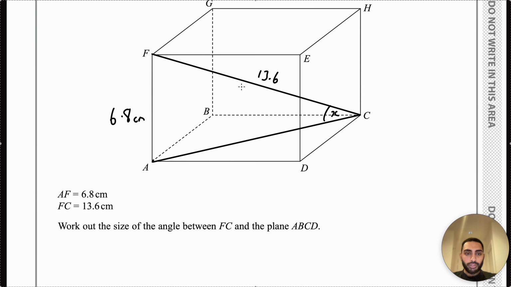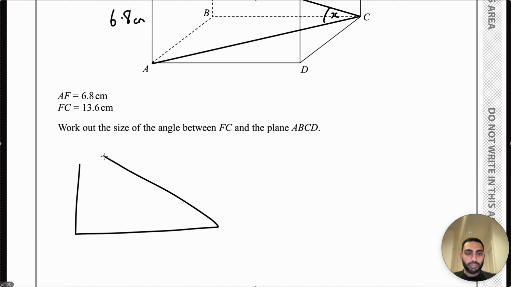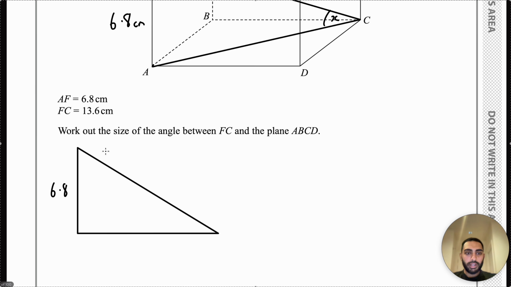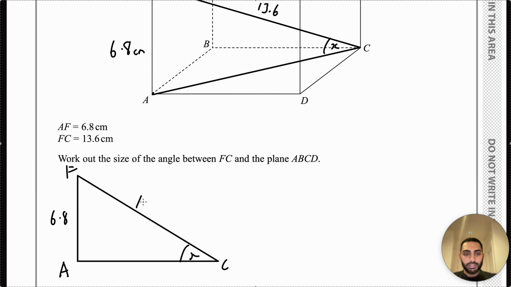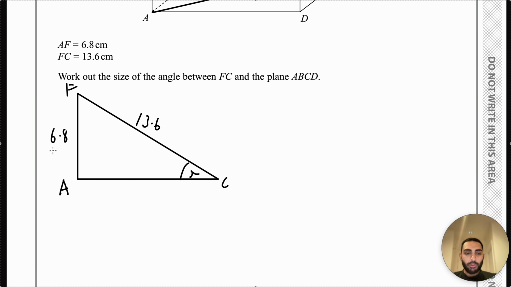How could I draw this in 2D so we can understand it a little bit better? I'll just draw a right angle triangle. Height is 6.8, that's AF. And F to C, where the angle is that we want, is 13.6. So we have two of our sides in a right angle triangle, and we're trying to find one of the angles. That means we're going to be using some trig. Let's first label our sides. The side opposite the right angle is going to be my hypotenuse, and the side opposite my angle is my opposite. I don't need to label this other side because it's not important for this one. So I'm looking for O and for H.